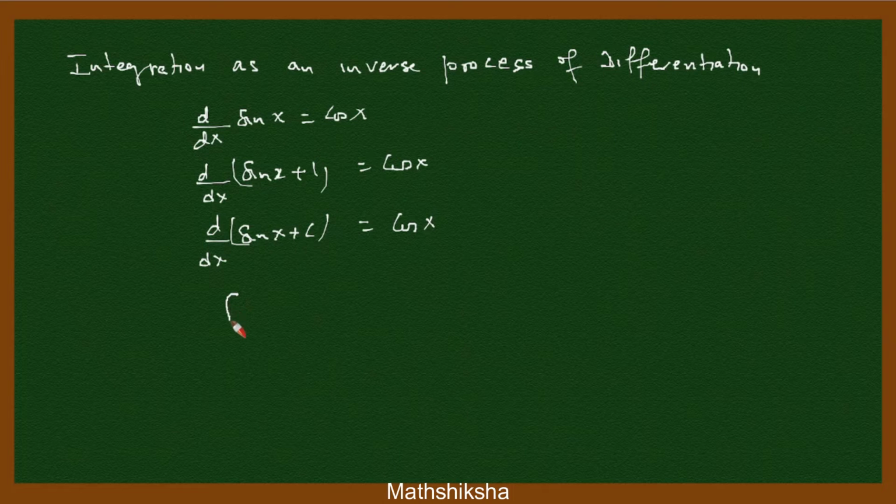And we'll write that integral of cos x with respect to x. Integral of cos x with respect to x means, to find the integration of cos x, we have to find the functions whose derivative is cos x. Finding the integral of cos x means find all those functions whose derivative is cos x. Cos x is the derivative of what? Not only of sin x, but it is the derivative of sin x plus any constant.